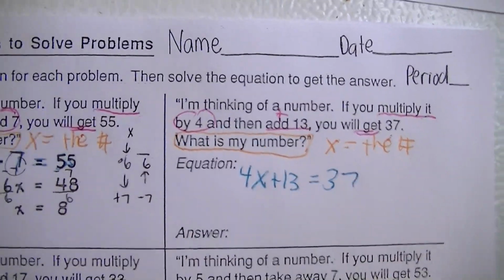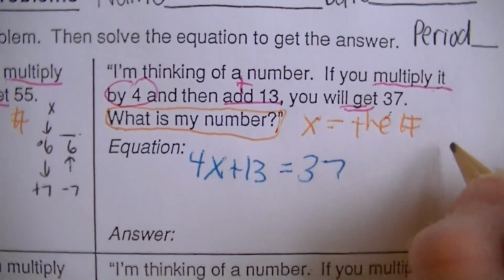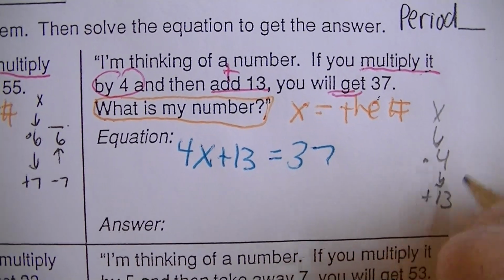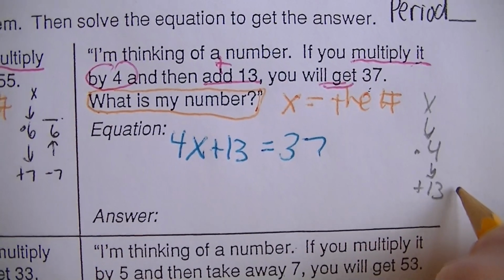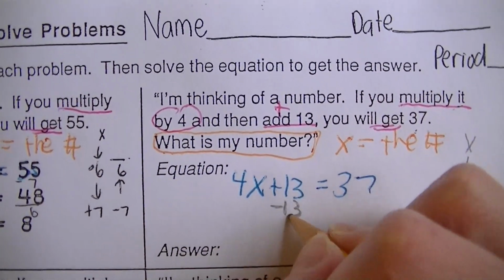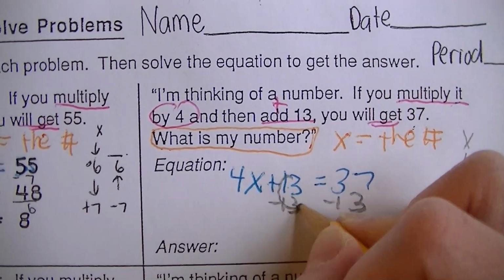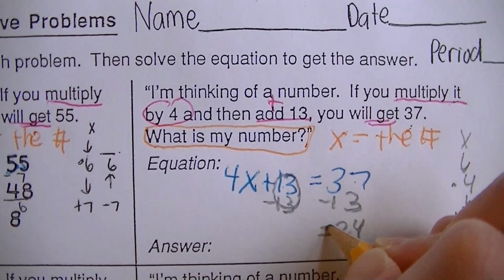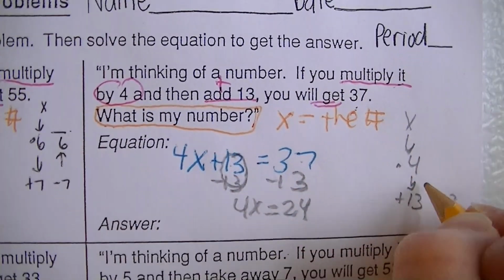Okay, from there, you're just going to solve it. But build it first. You start with x, multiplied it by 4, then you added 13. Inverse operation of adding 13 is to subtract 13, so that's what you'll do to both sides of that equal sign. 13 take away 13 is 0. 37 take away 13 is 24. Bring down your equal sign, bring down your 4x. Now go on back up.